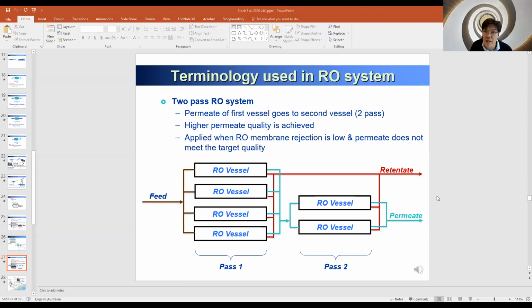Can you see this slide? Yes, yes. So as you mentioned, you're clear about stages and then passes.